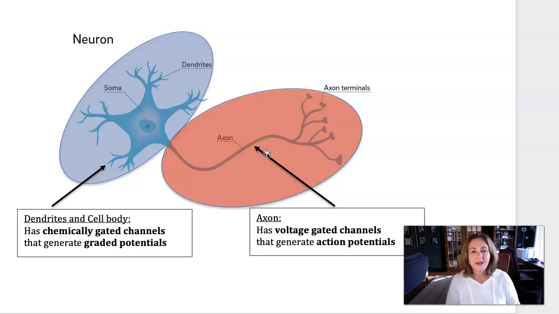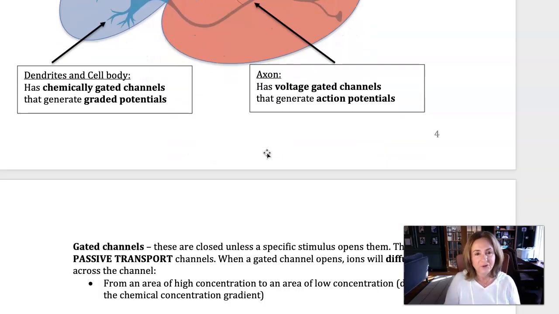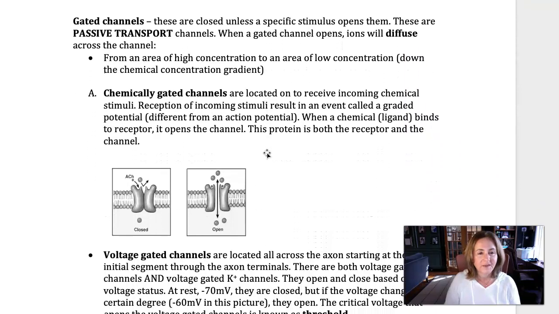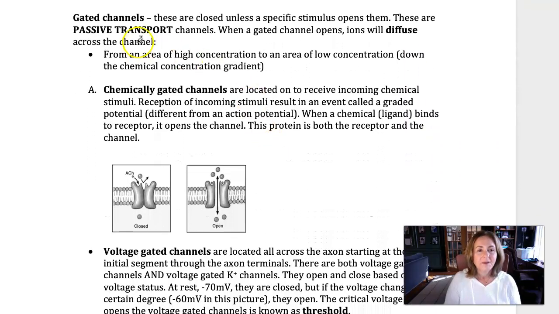And you can imagine, since we know what the concentration gradient is of sodium and potassium, if it was a sodium channel or if it was a potassium channel, we could predict what direction the ion's going to move and how it would change the electrical charge. So let's take a look at that. With these gated channels that are located on the dendrites and the axon, the gated channels are closed unless a specific stimulus opens them. They're working by passive transport.